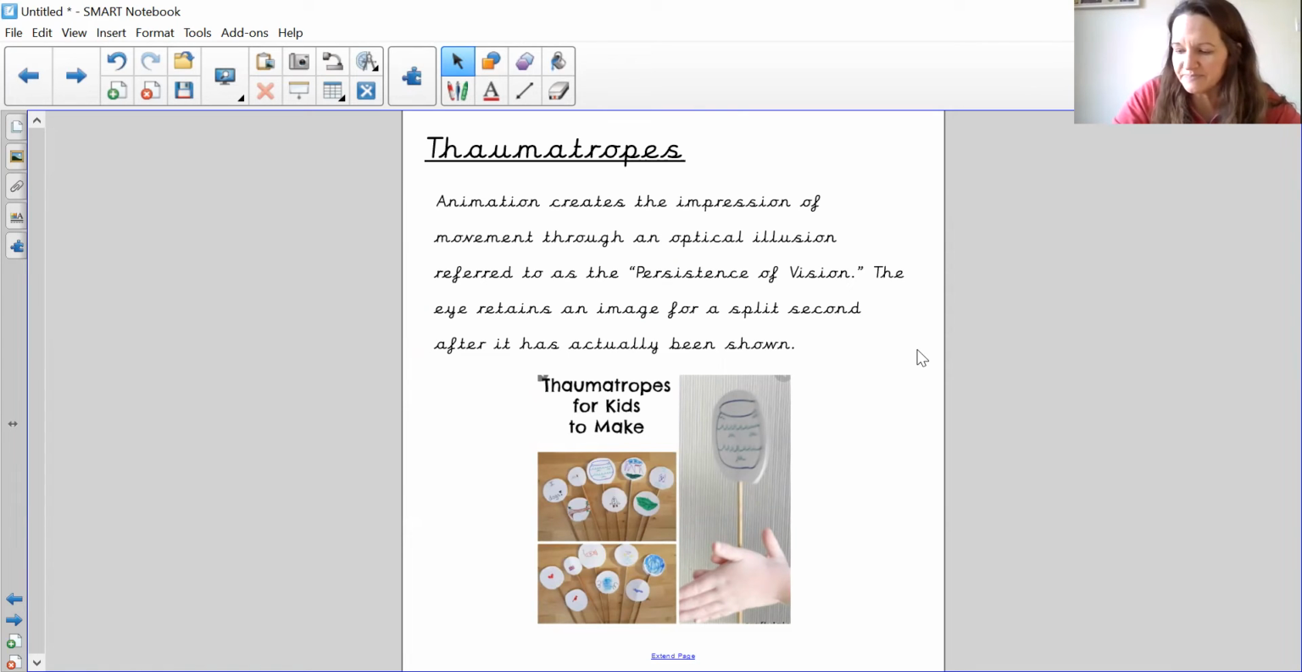So we have here the thaumatrope. These are toys that were invented in the 19th century, and they are what people used to use to make things look like they were moving. So we are going to make one of these today, okay? So here is what they look like. You might have made one of these before.